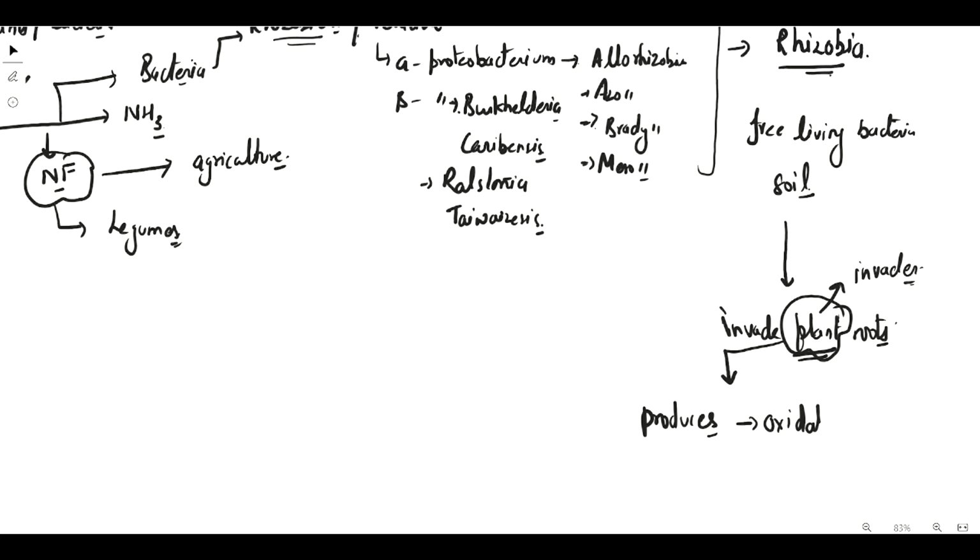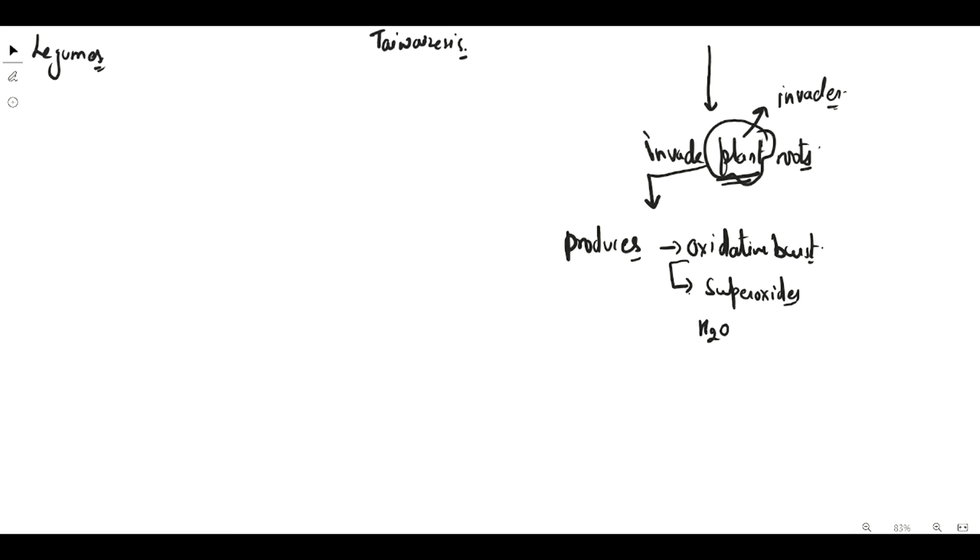an oxidative burst. This oxidative burst, as we know, contains different types of superoxides, its intermediate hydrogen peroxide, and different types of NOI. Rhizobia act very smartly here, because the plant is producing the oxidative burst to kill the Rhizobium bacteria, but the Rhizobium survive.